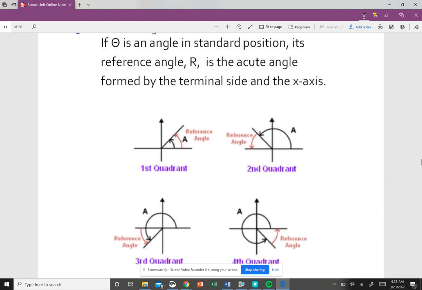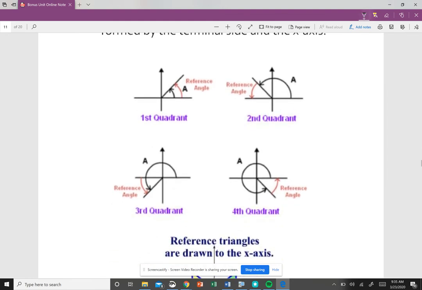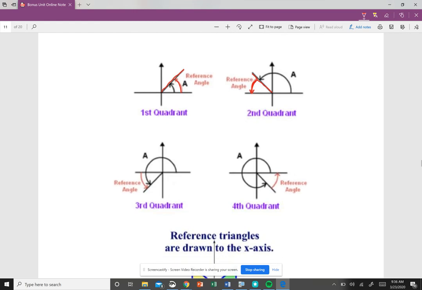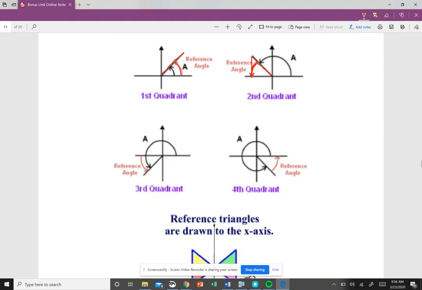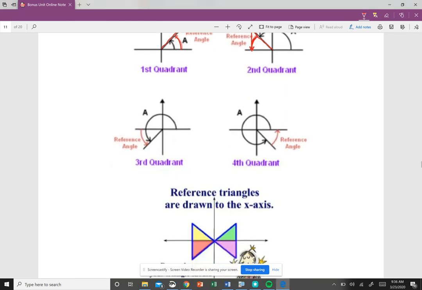So if theta is an angle in standard position, its reference angle, or R, is an acute angle formed by the terminal side and the x-axis. So what that means is if this is my angle right here, then its reference angle is exactly the same. However, if it's over here, the reference angle is this angle right here. This makes it a lot easier. Notice that then we have a triangle that we can use if we wanted to, which we do, and all sorts of stuff. Okay. So it all depends on which quadrant it is in to see what that reference angle will be.